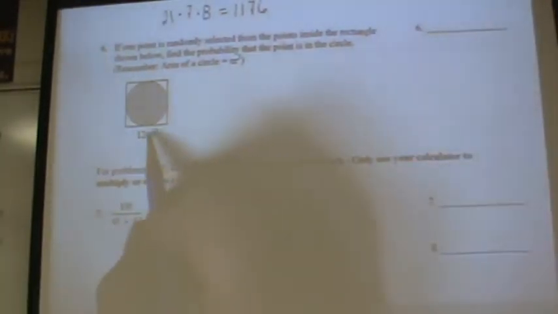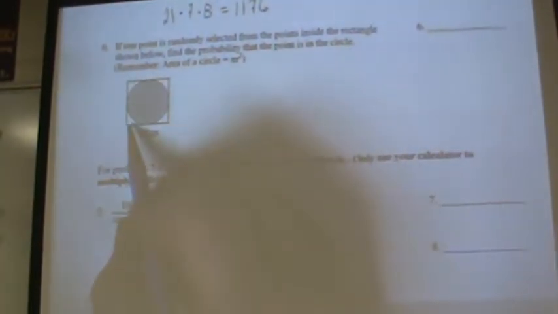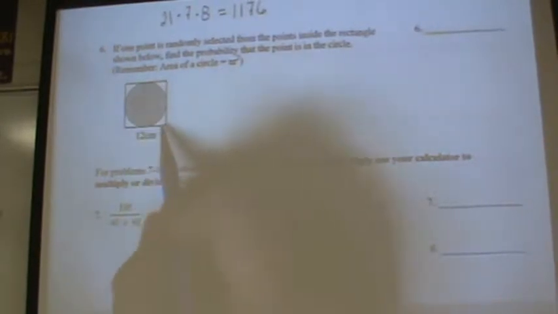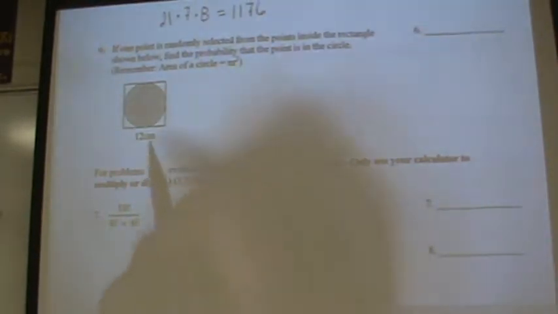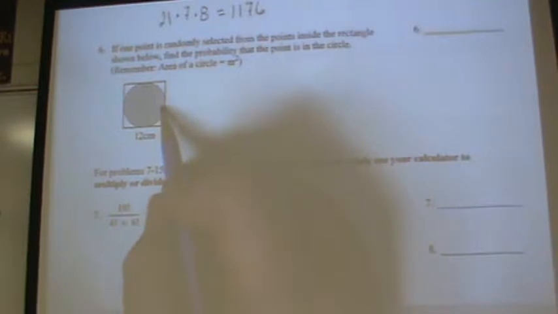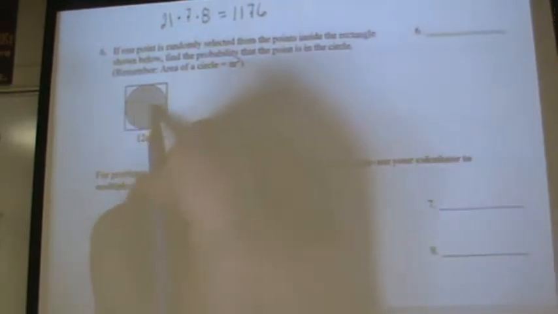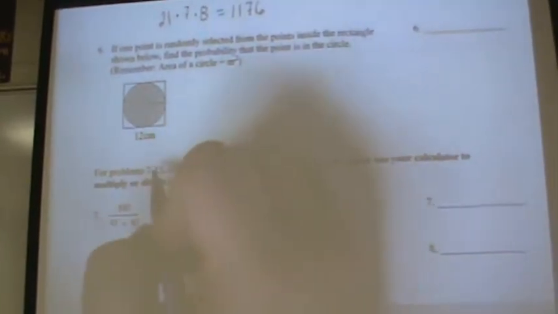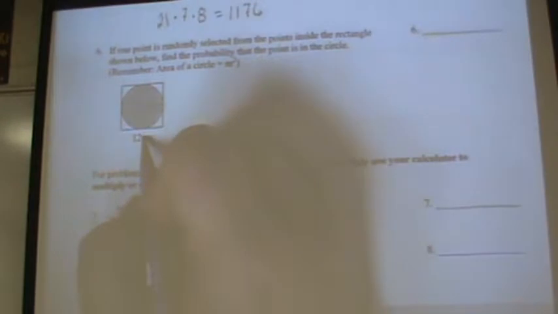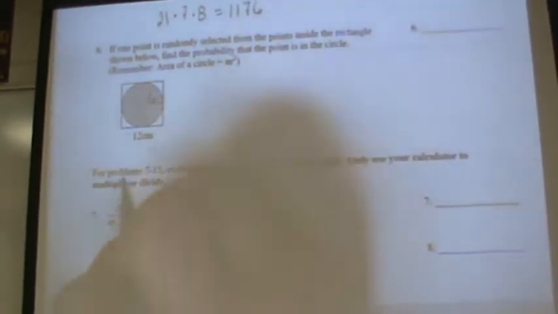So they don't give us our radius in this problem, but they do tell us that a side of this square is 12 centimeters. The circle goes from edge to edge. We know that the radius is half of the diameter, which would be a straight line all the way across the circle. So we know that the radius is half of this 12, so we get a radius of 6. So r equals 6.